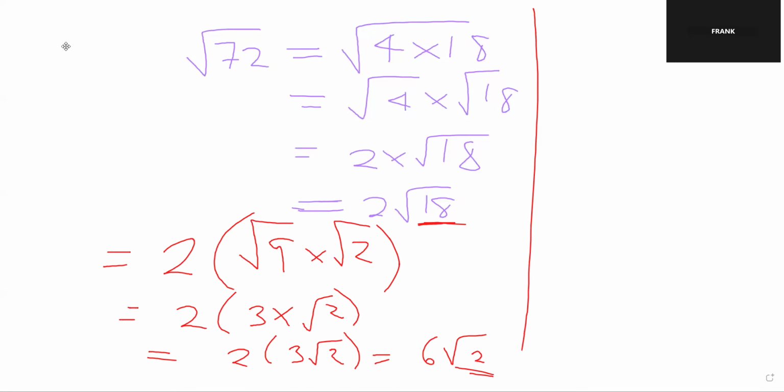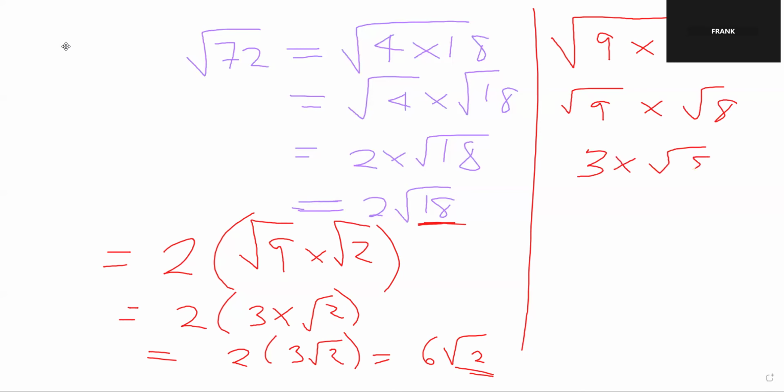Okay, so another way of doing this, someone can also see 9 and 2. We've got 9 and 8, 9 times 8, 72. So that person will see the root 72 as root 9 times root 8, right? Which is not wrong. So root 9 is 3 times root 8, and that's 3 root 8. 3 root 8 is also unacceptable.